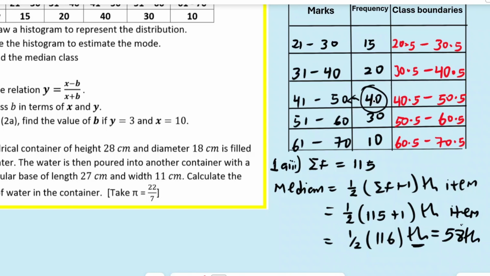And this frequency corresponds to the class 41 to 50. So this means that the median class is 41 to 50. And that is why they said they want the median class. So the median class is 41 to 50. So that is how we can find the median class. Now let's get our next questions.